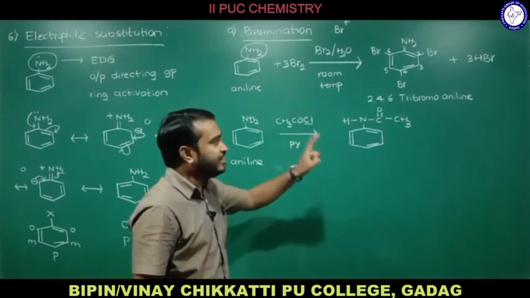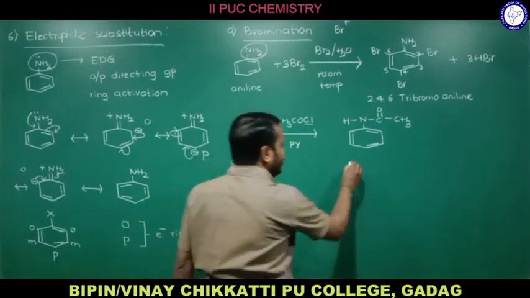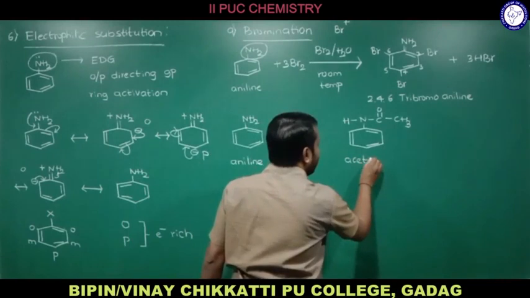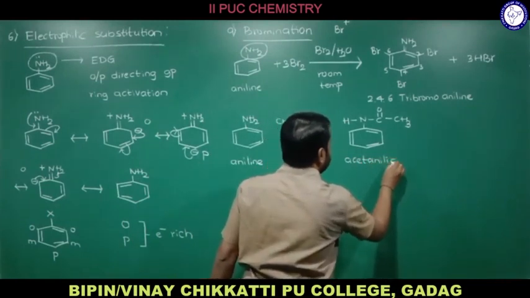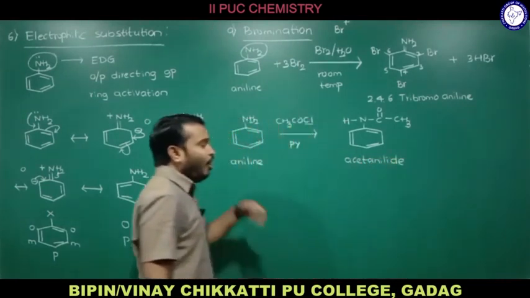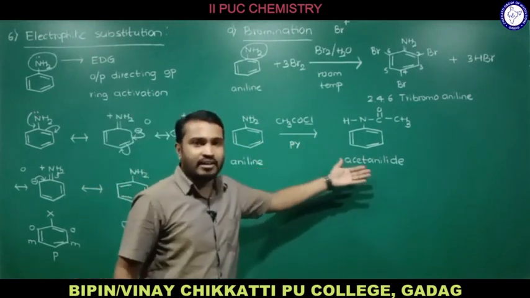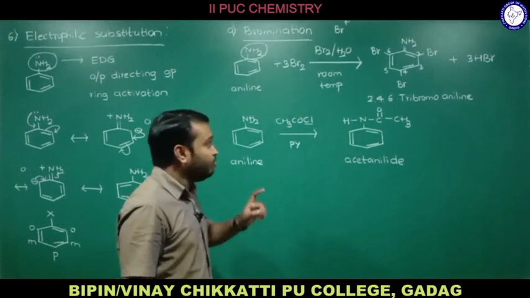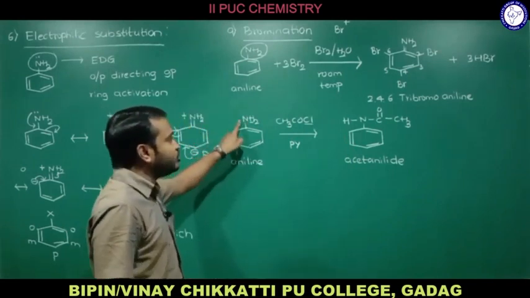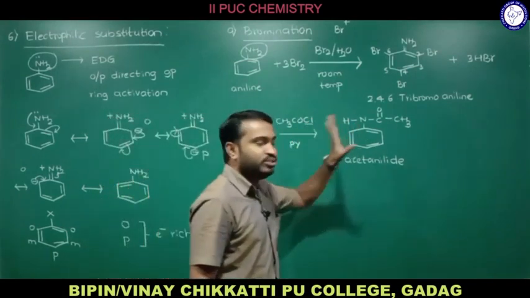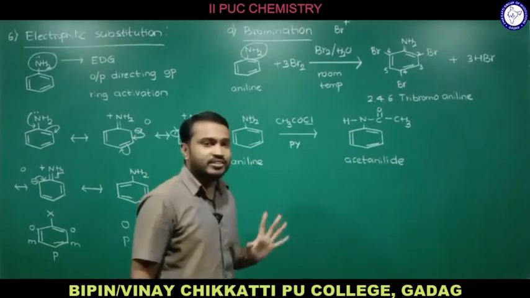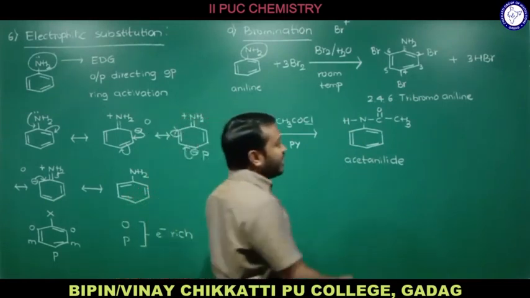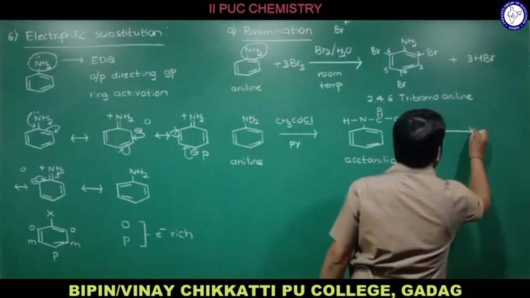So phenyl ethanamide is the name, and one more well-known name we have is acetanilide. So try to know this compound is actually acetanilide. Already we prepared this acetanilide compound in the second chemical reaction. The same I considered here. So now I just converted the NH2 group into NHCOCH3, and this we call acetanilide. So next, I will carry out a bromination here.